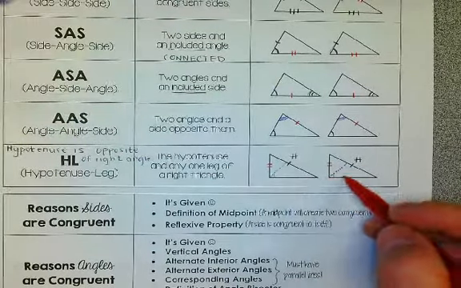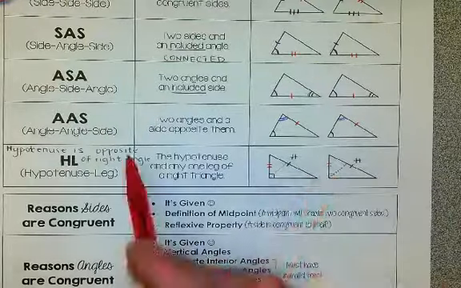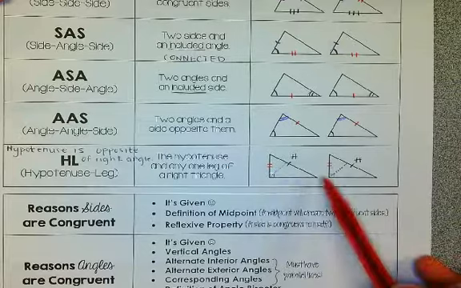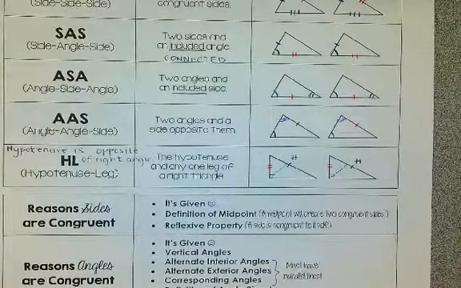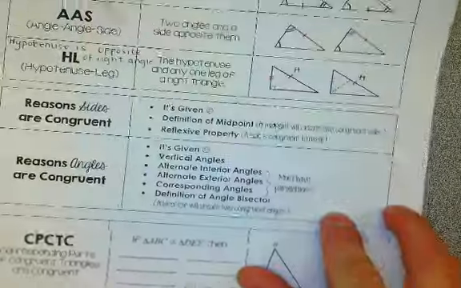Moving on. Here it says reason sides are congruent. The reason sides are congruent, this is used for proofs. We're not going to talk about proofs in this video. That's going to be a separate video. So I'm going to speak more on the bottom half of this page in the next video. Same thing with reasons angles are congruent.